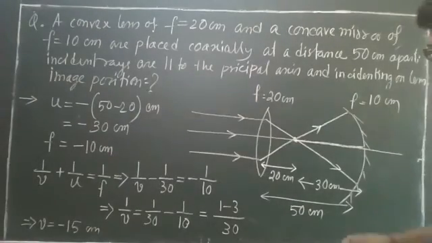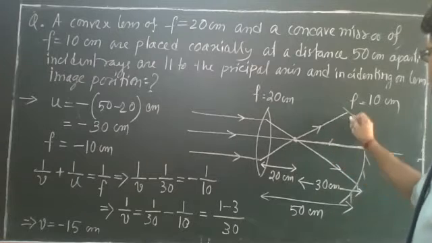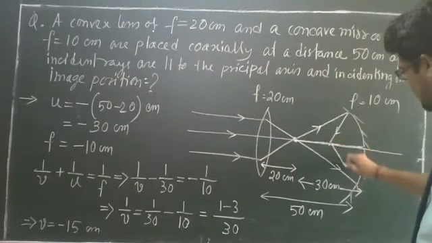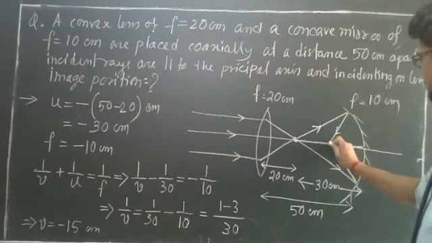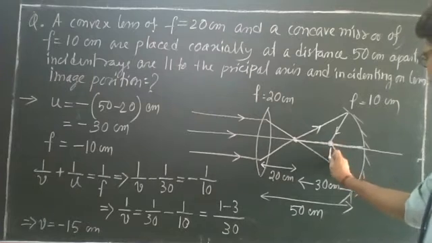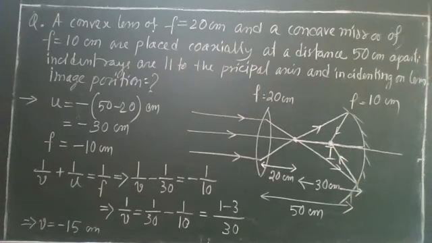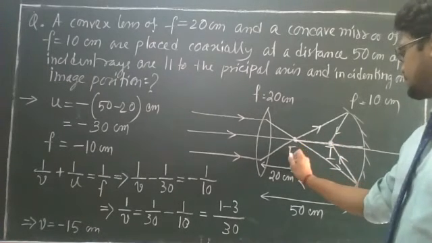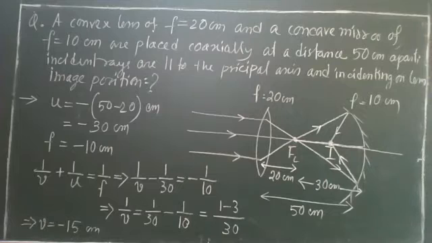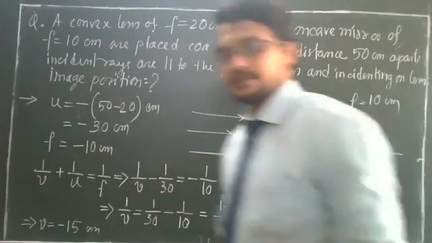Minus 15 means, this is 30, so the image will be formed here at minus 15, at this point. These two rays will meet. Image will be formed here. This is the image. This is the focal length of the lens. Look, check and understand. If you understand, then tell me.